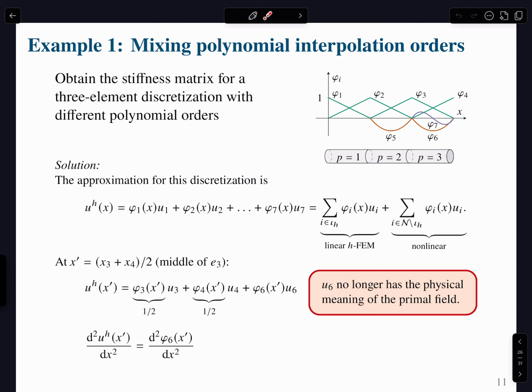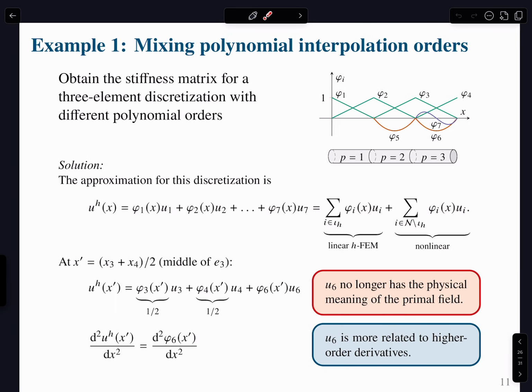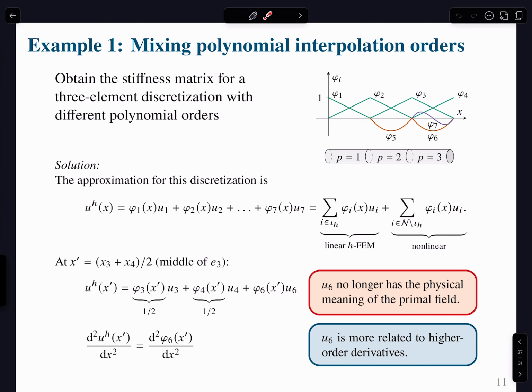Okay, well, they are more related, we say, to the derivatives of the field, because if I now take the second derivative of the field, then I get basically this expression, and the linear functions go away. So U6, you could say that is more related to the derivatives, right? That's what we normally say.